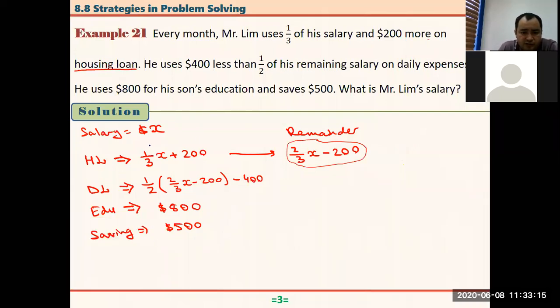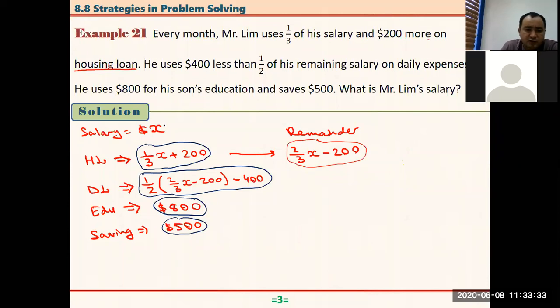We have three different things here. Number one is he spent this much money on housing loan. He spent this much money on daily expenses, right? And for child's education, $800. And still his saving. What does it mean? Altogether, it should be equal to his salary, right? So if I just add them up together, first let me simplify this thing, remove the brackets, as 2 cancels each other, 1/3 x, and here half of 200 is minus 100, minus 100 minus 400, that is minus 500.